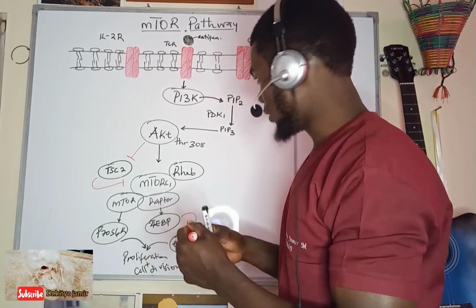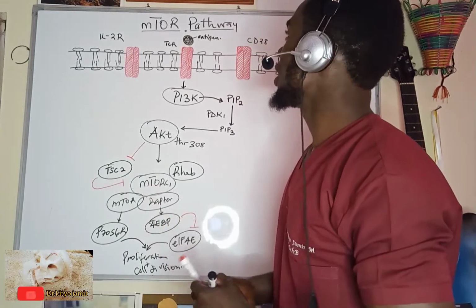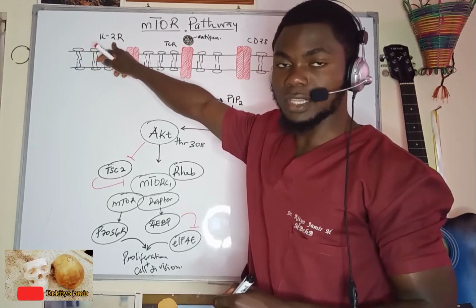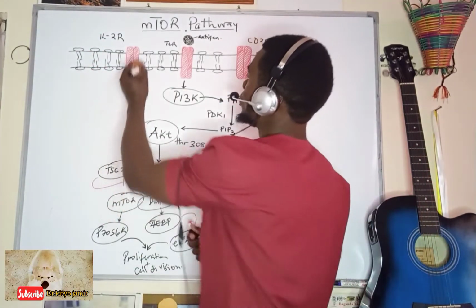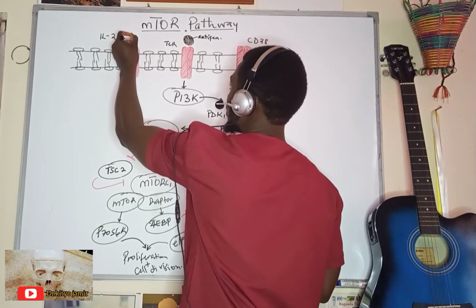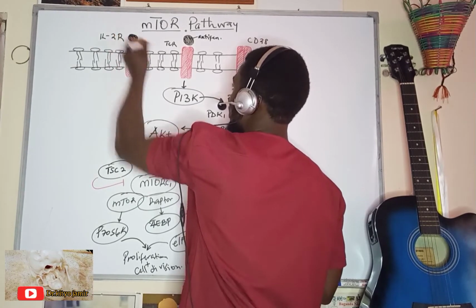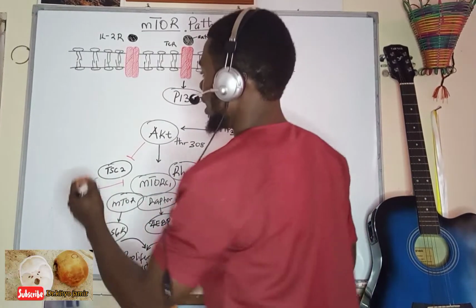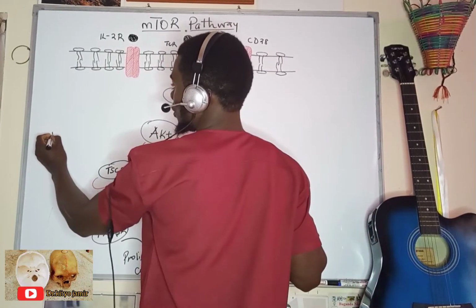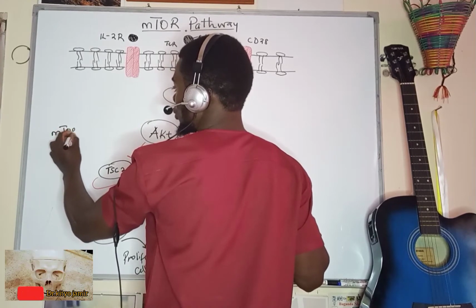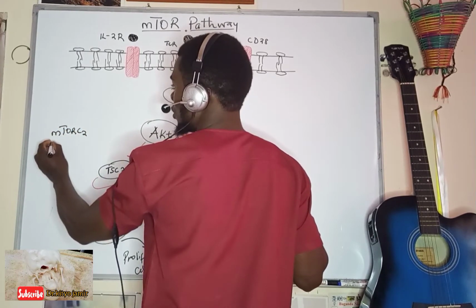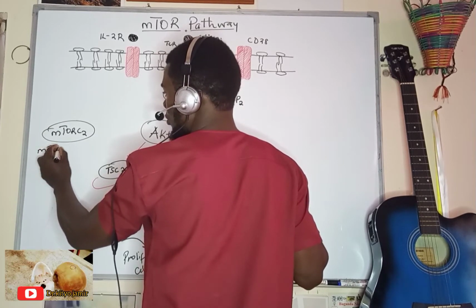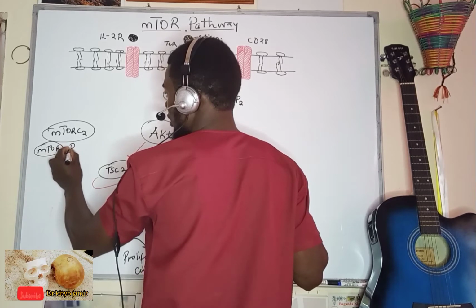Then we are going to have the second instance where we have interleukin 2 binding to interleukin 2 receptor. If we have interleukin 2 binding here, when it binds there, what are we going to have? We are going to have formation of mTOR C2. This one is going to complex with mTOR Rictor.